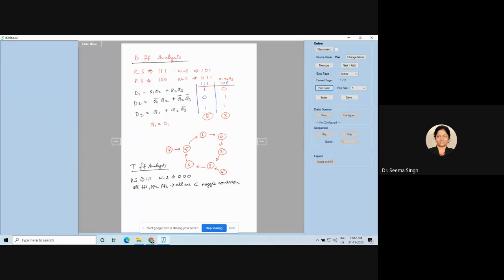All will become 0. So then what will happen? 7 will come to 0 for T flip-flop. Right? Now let us check for the other case. If present state is 4, no? Our other thing was 4, right?